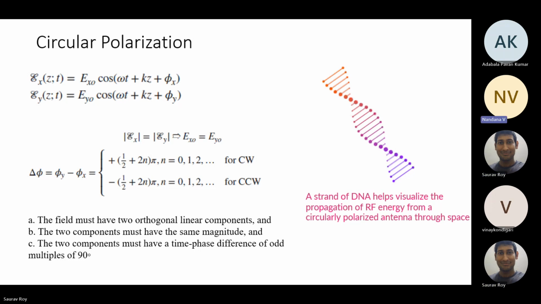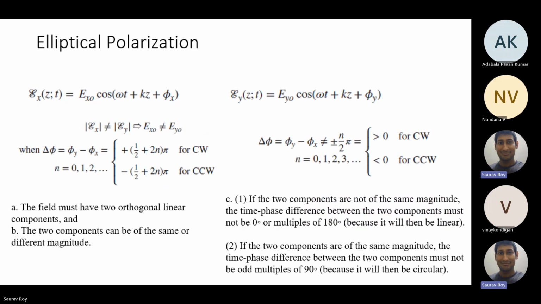Yes, sir, it's clear. Okay. Yeah, so the next slide is elliptical polarization. Circular and linear polarization are both special cases of elliptical polarization. Elliptical polarization is the most general form. If you impose some conditions on it, then it becomes circular or linear. Okay, now you see what it says.